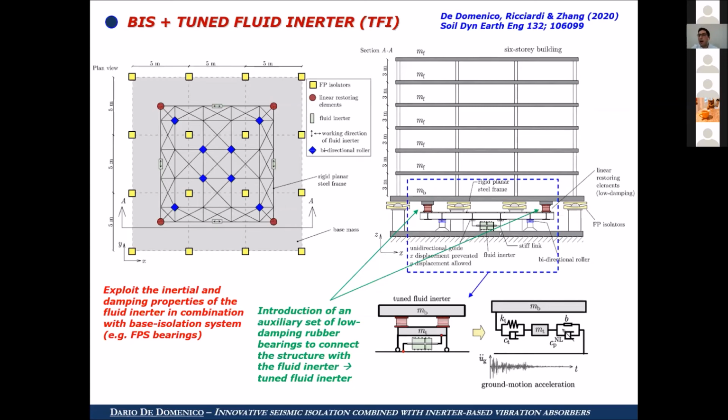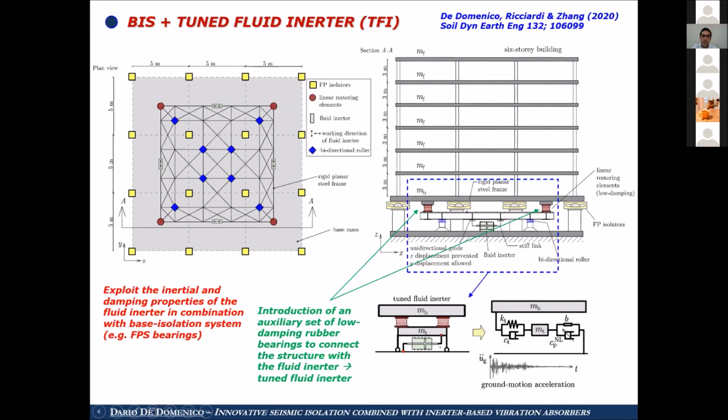We are talking about a fluid inertia that is attached to the ground and that is connected to a very light mass, I mean a rigid planar frame in this configuration, and it's just aimed to create a rigid diaphragm behavior. And this membrane element is connected to the isolation floor to this additional set of auxiliary isolators.